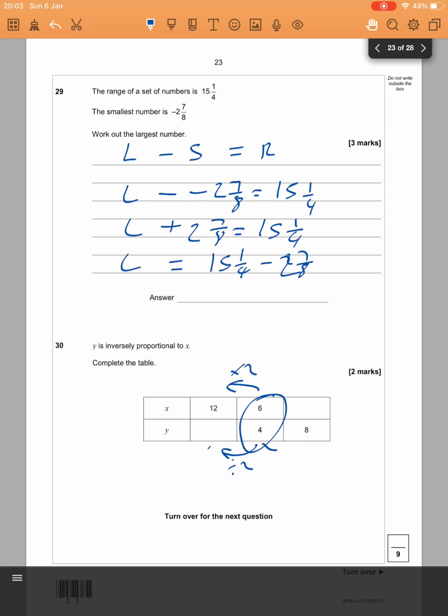We have doubled 4 to get 8. So you can now figure out what we have to do to 6 to get this number.